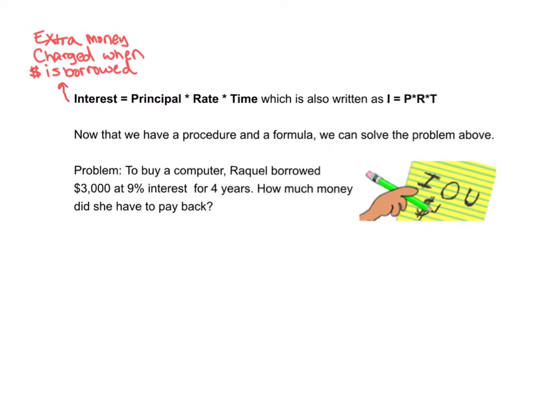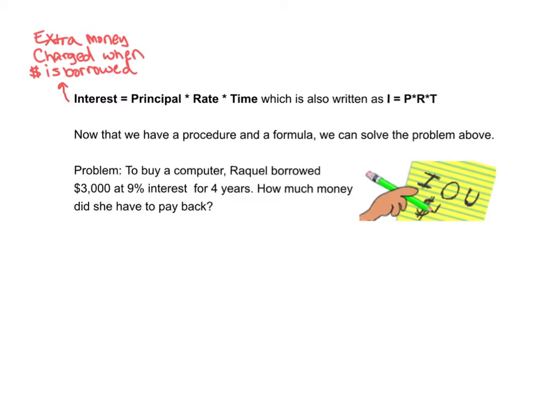Okay, so the interest is the extra money that's charged when money is borrowed. So you might get interest when you borrow money from a bank. You're going to have to pay back extra money because you've borrowed that bank's money. And in the opposite way, if you've put money into a savings account, your money will earn money because the bank is holding it for you. So it's extra money that's charged when you have borrowed money from somewhere.